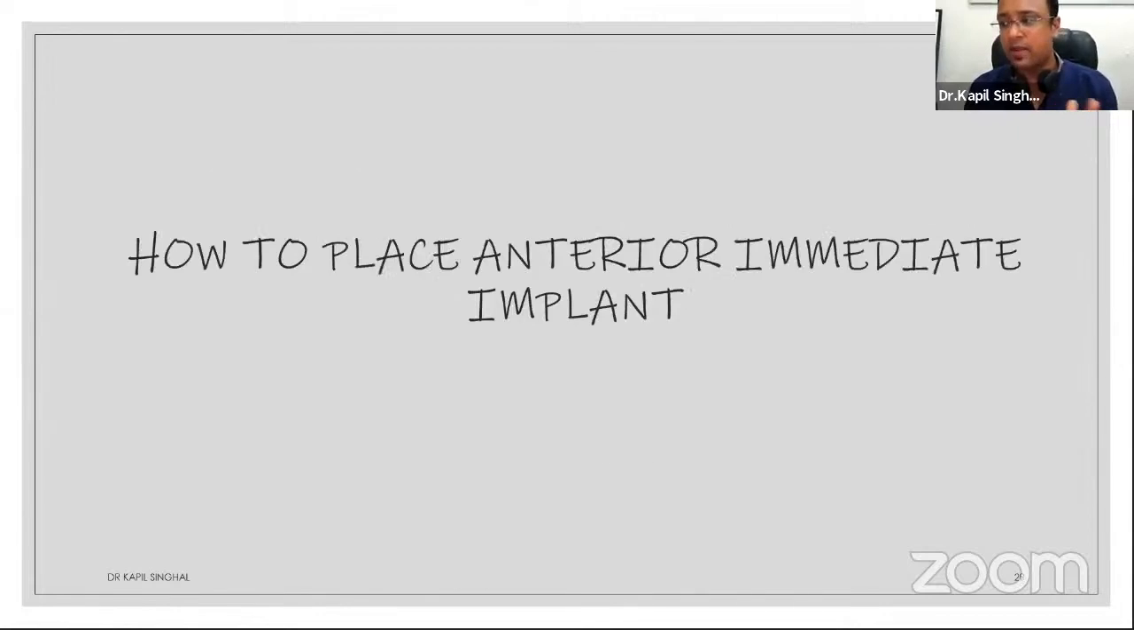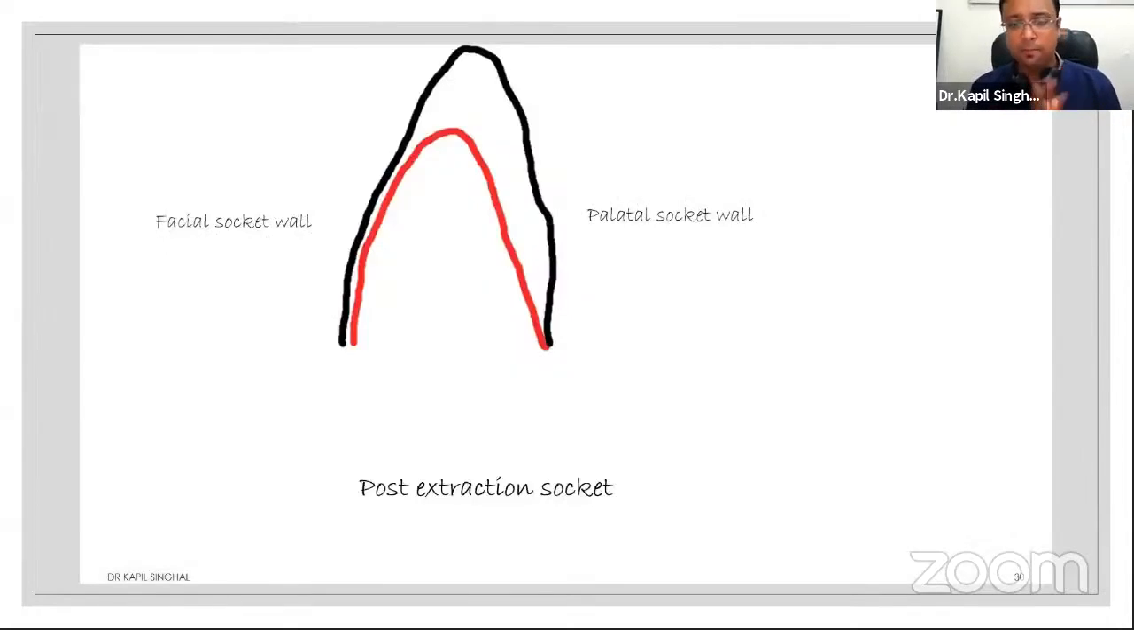Now, I'll tell you a very easy way how you should place anterior immediate implants. So this is the post extraction socket, and I told you the palatal socket wall is pretty thick compared to the facial socket wall. For me, my immediate implant drilling starts at 100 RPM, and that too without saline. This is the most important thing for a perfect placement, I believe. Your speed on your physio dispenser should not be more than 100 RPM, and there is no need to use saline if you're drilling at 100 RPM or lesser.